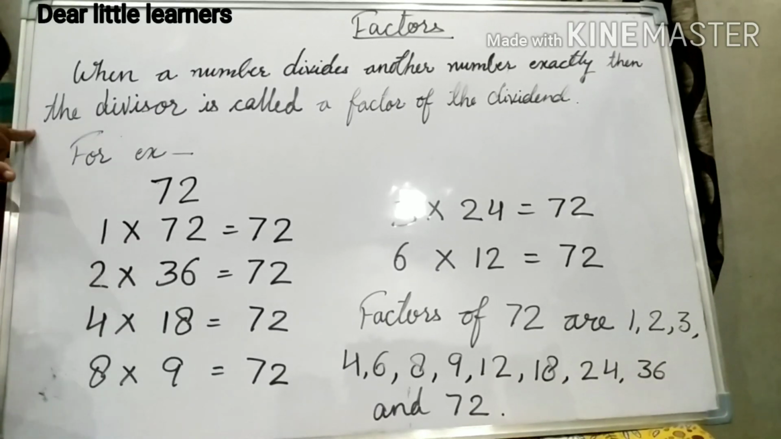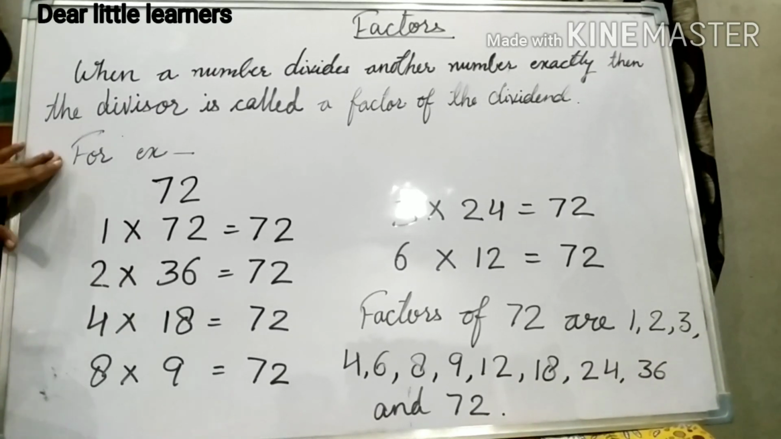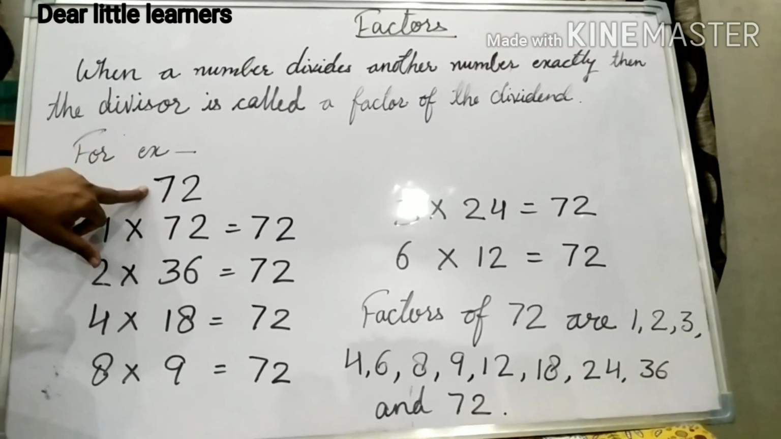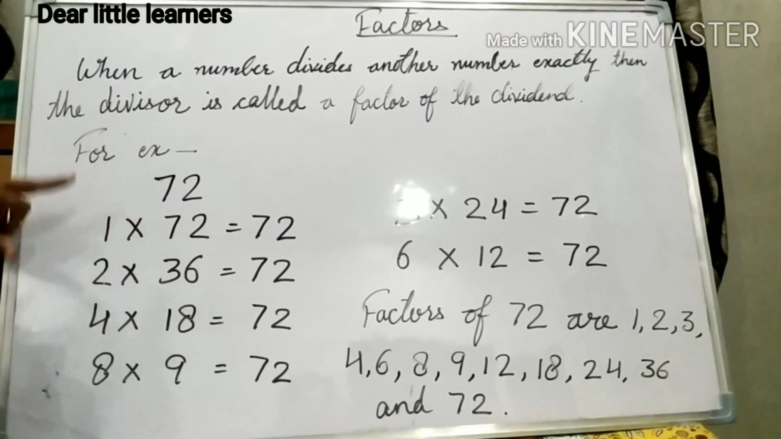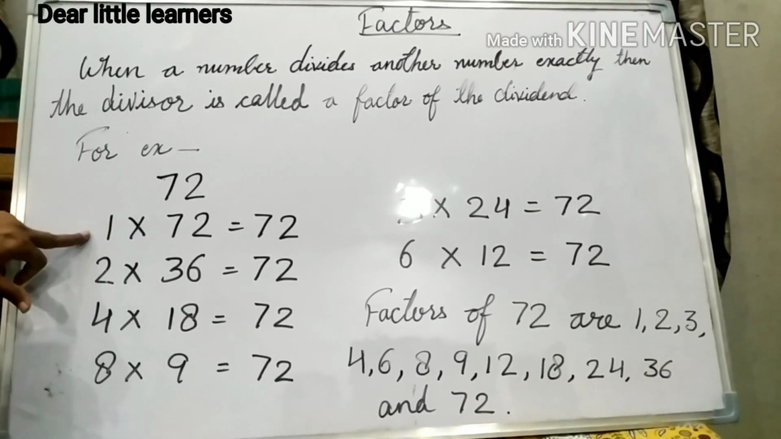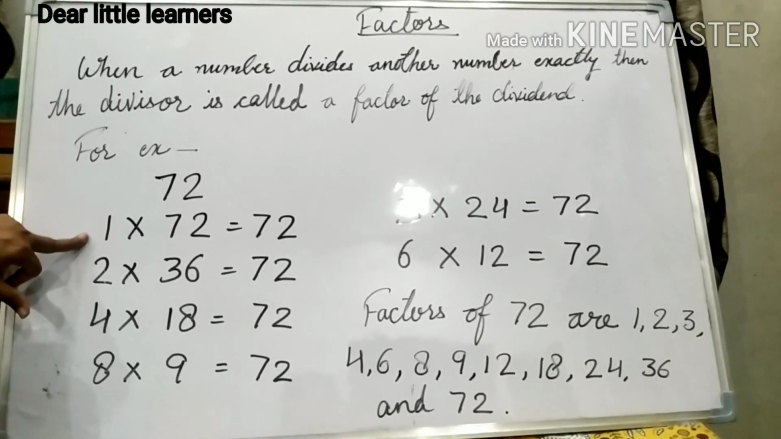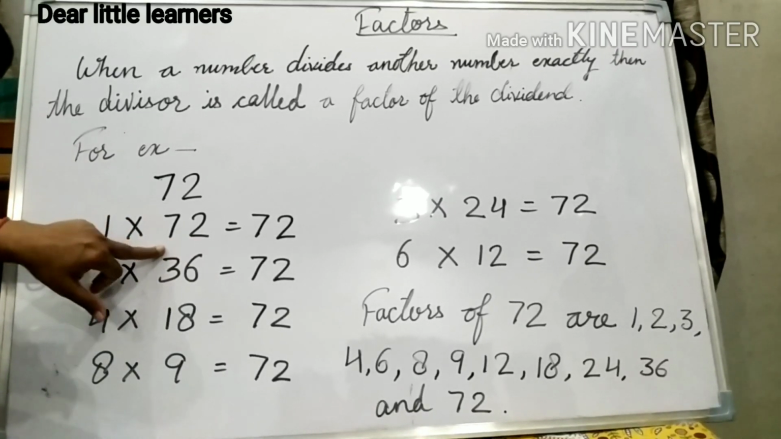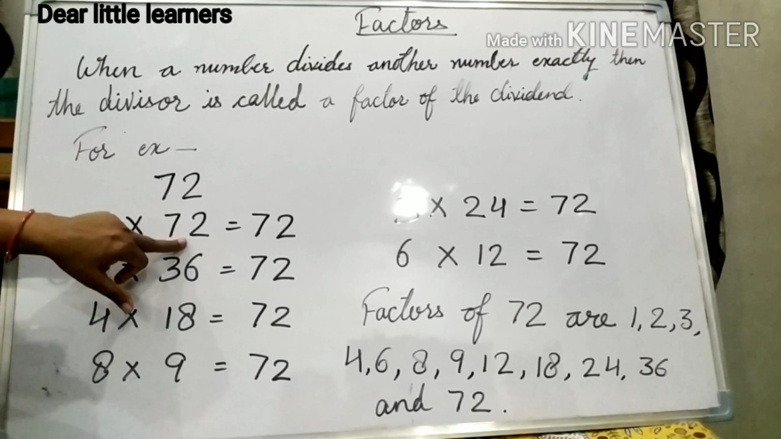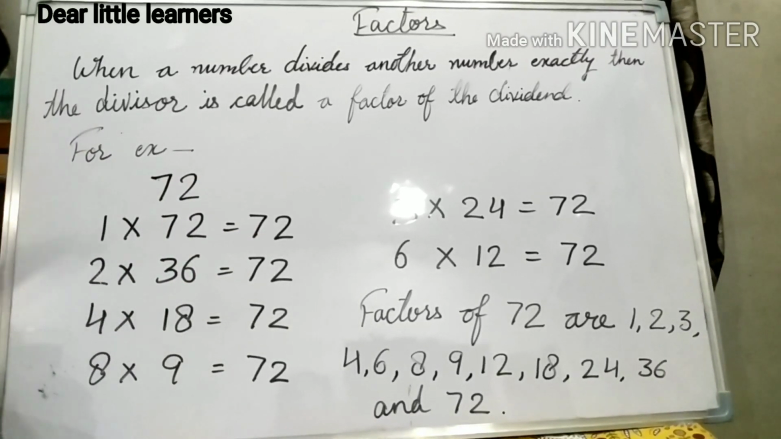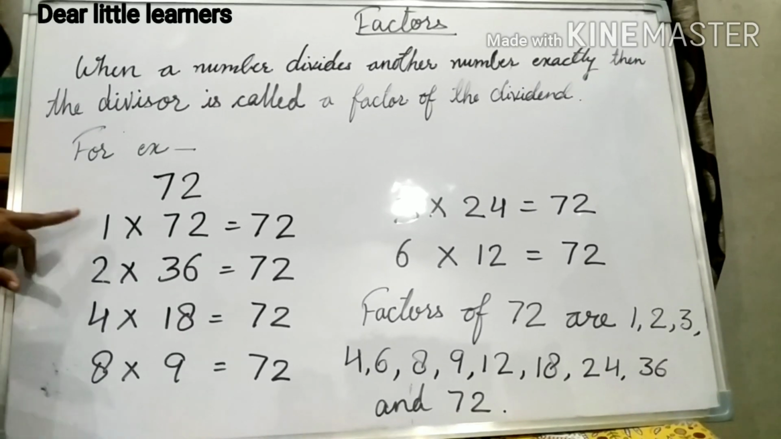Okay. For explaining factors, I am taking an example of 72. Whenever we have to find out the factors of a number, always start with 1. And as I told you, 1 is always the smallest factor of the number, and the number itself will be the biggest factor. So first, 1 multiplied by 72 equals 72. Now see how we will find out the next factors.